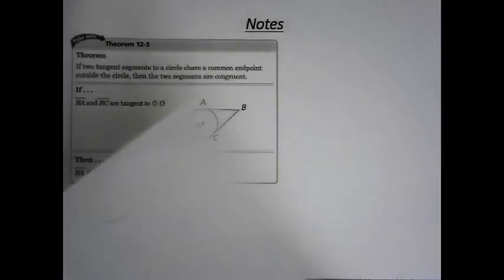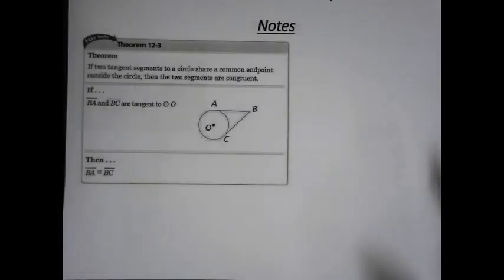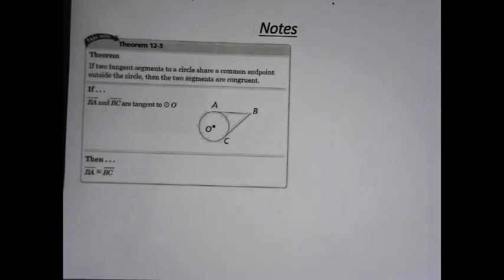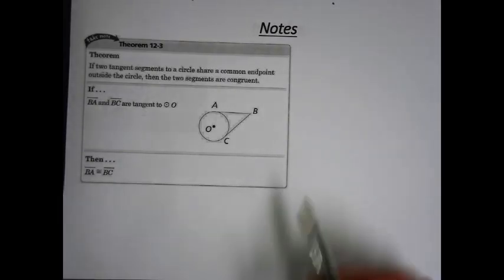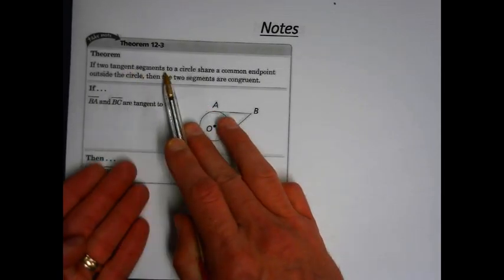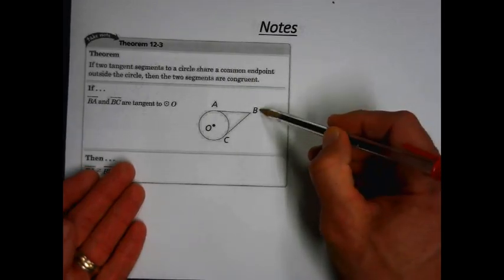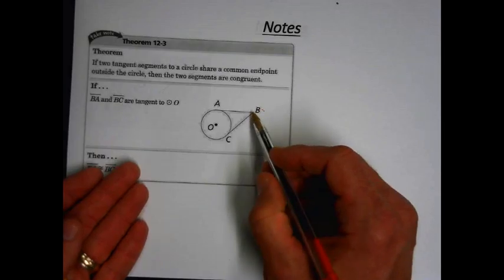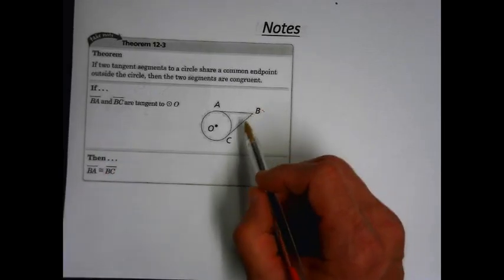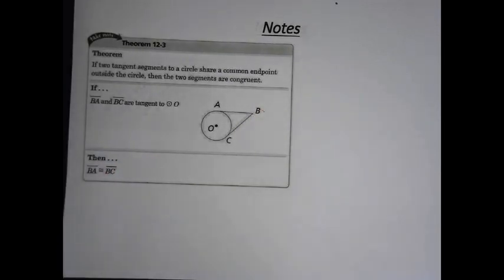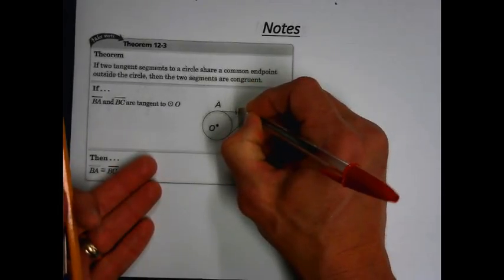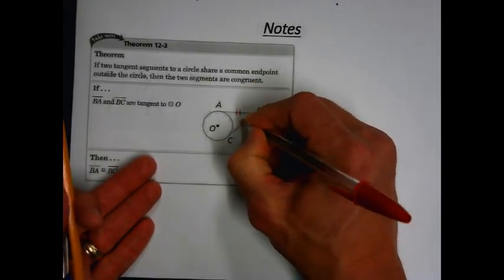But what do incircles have to do with anything? It has to do with this next note on tangent lines. There's a theorem involved in tangent lines, and now we're going to talk about two tangent lines instead of one. If we have two tangent segments to a circle that share a common endpoint outside the circle, then the two segments are congruent. So the measure of AB is equal to the measure of CB.